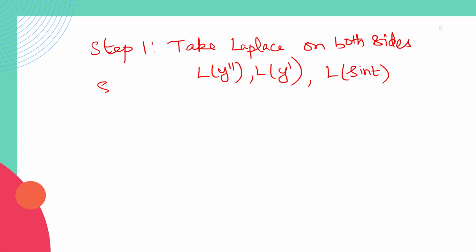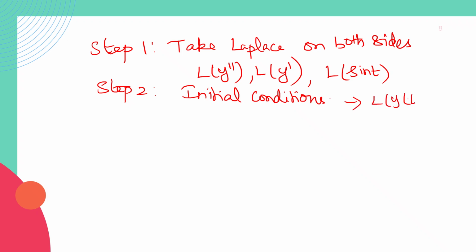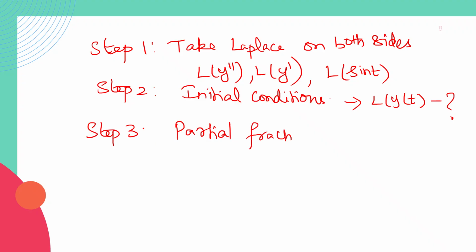Then the second step is to use the initial conditions provided in the question, and simplify the terms, like L of y of t is equal to, like that we have to simplify. And then in the next step, we have to use the partial fraction technique for breaking those terms on the right side.